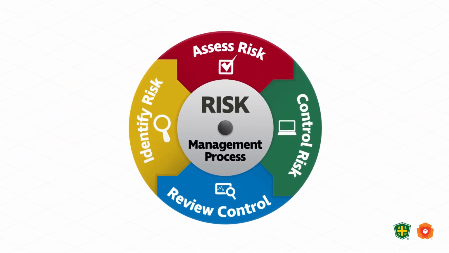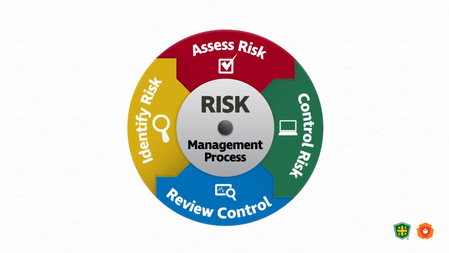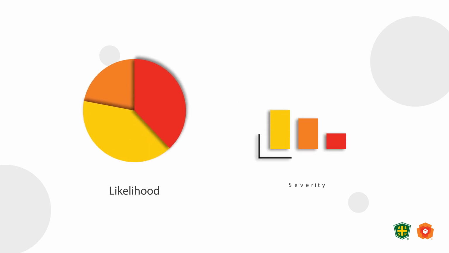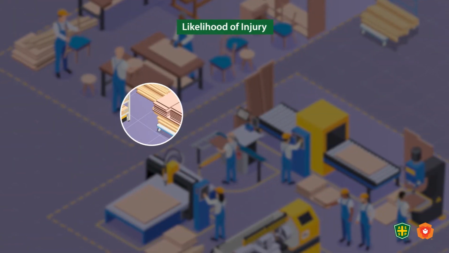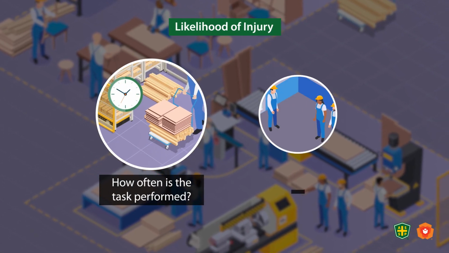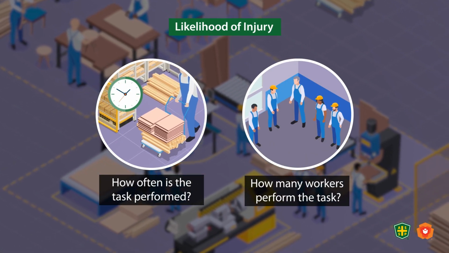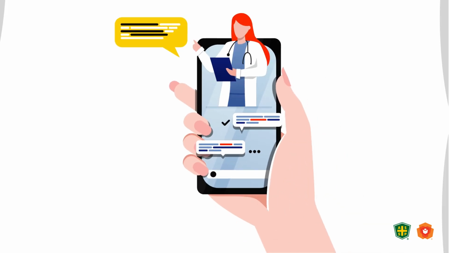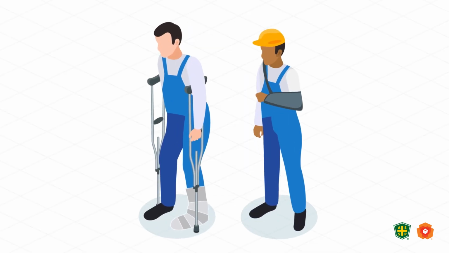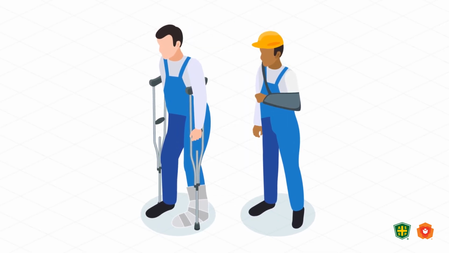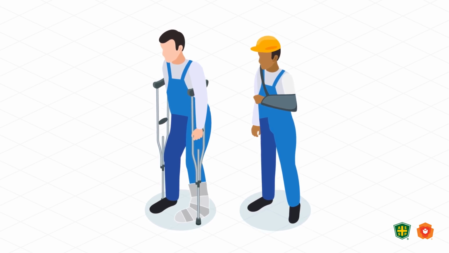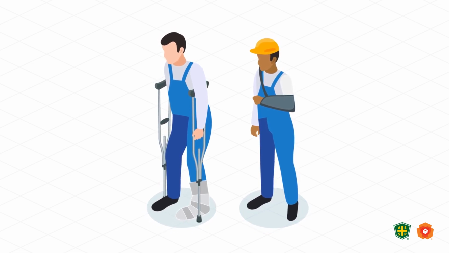How do we calculate the risk involved in performing this task? The company must consider the likelihood that an injury will occur and the severity of that injury. How often is the task performed? How many workers perform the task? These inputs, among others, help determine the likelihood. The type of potential injury determines the severity. This might range from sprains and strains from moving the cart to bumps and bruises if products inside the cart shift and hit their hands or fingers.